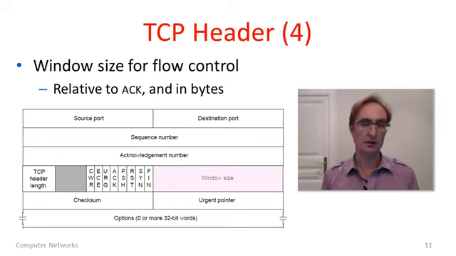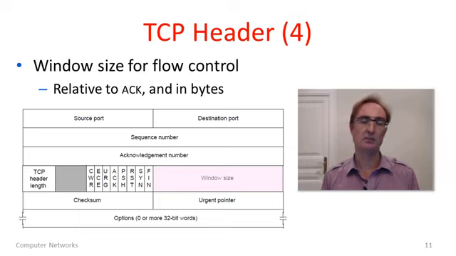And there's also a window size you can see that's used for flow control. Like the sequence and ACK numbers, this is measured in bytes rather than in segments, and this is the number of bytes of buffer space remaining, or units of buffer space remaining, relative to the value of the ACK.